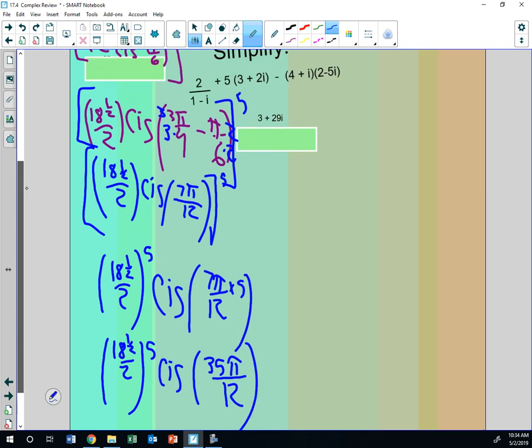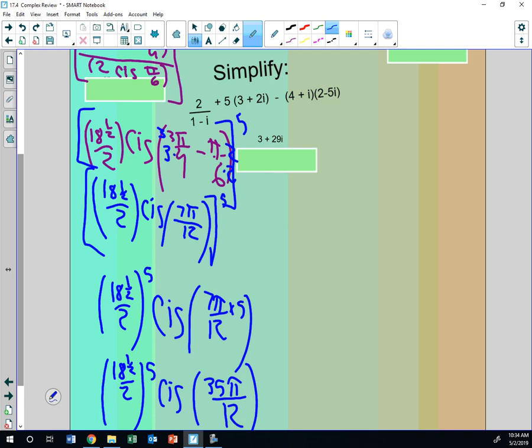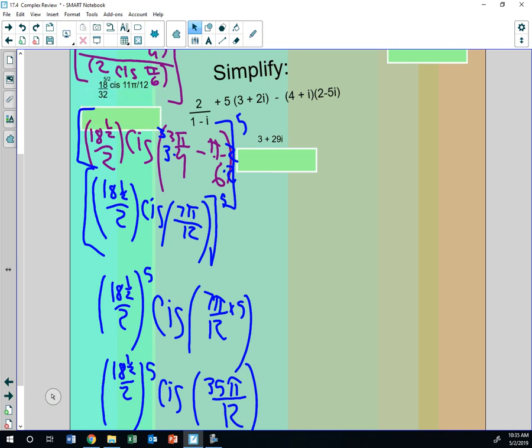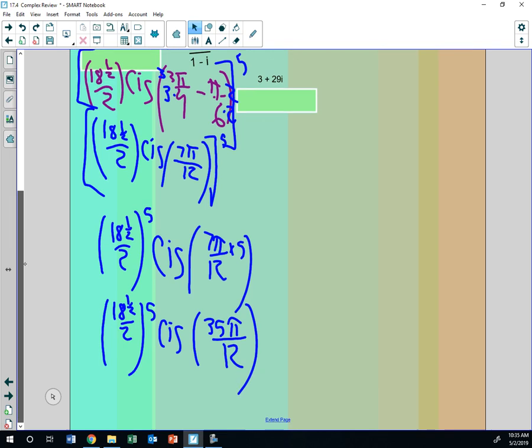I'm interested to see what you end up with. They have 18 to the 5/2 power over 32. Yep, I agree with that. 18 to the 5/2 over 2 to the 5th. That's fine. Cis 11 pi over 12. What did I do wrong? We have 35 pi over 12.